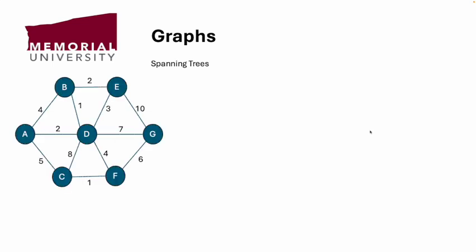For example, this is a graph. They define the weights. Each of the paths has weights. They are undirected and connected.